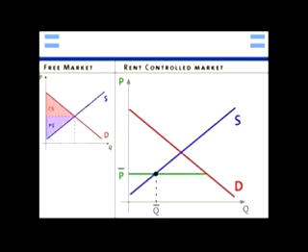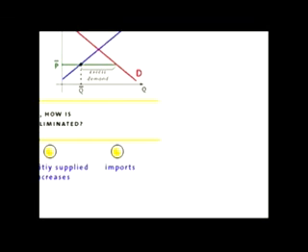Now, why should you care about this? See if you can answer this question. What happens to the total revenue that Angie raises when she changes the price of her ice cream cones from $2 a piece to $1 a piece? Does her total revenue increase or does it decrease?